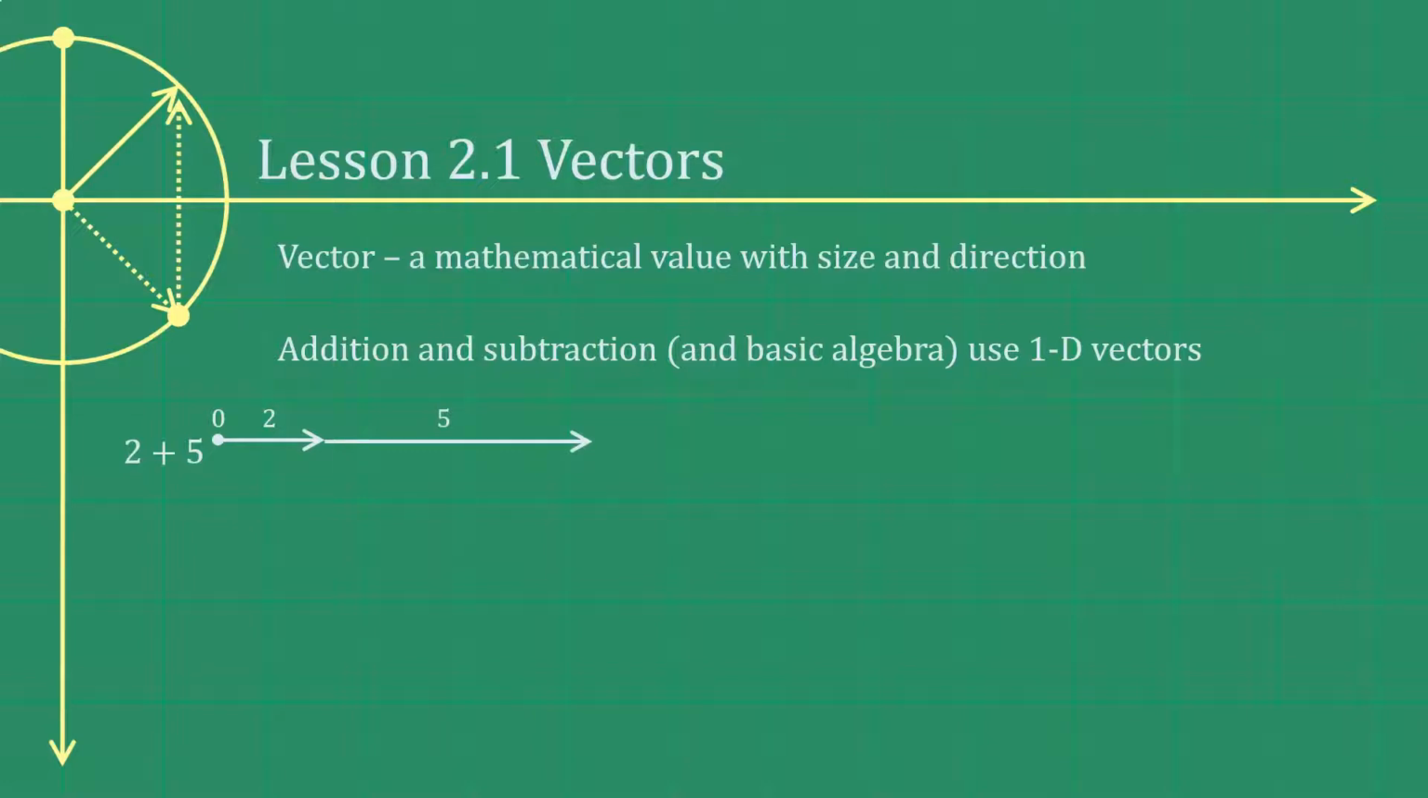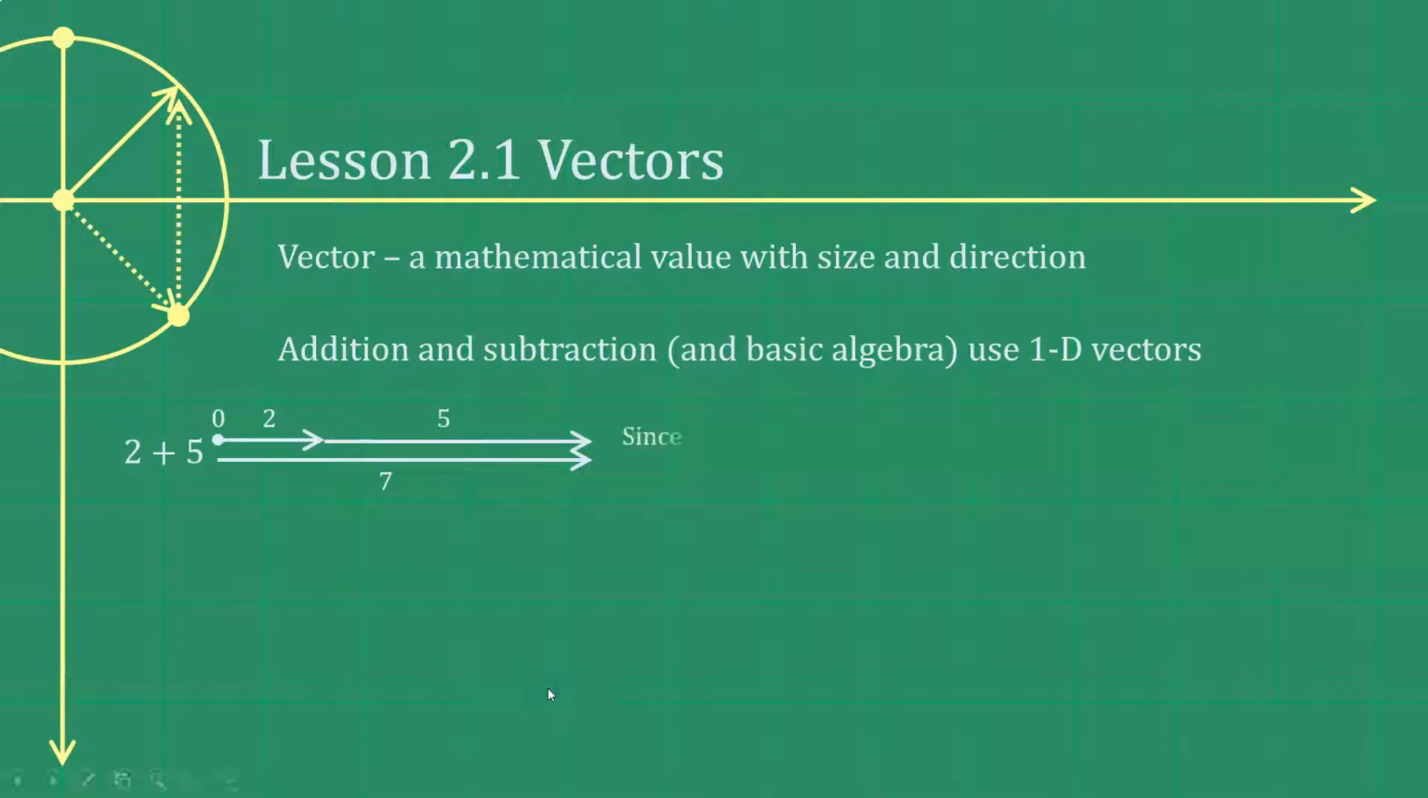Notice that I'm starting the 5 vector where the 2 vector ends, and both of these are pointing to the right because they're both positive. Now, to get my resulting sum vector, I'm just going to draw a vector that starts at the beginning of the first and goes to the end of the second, and that's going to be my 7 vector. 2 plus 5 equals 7.